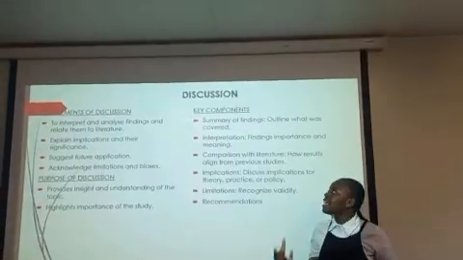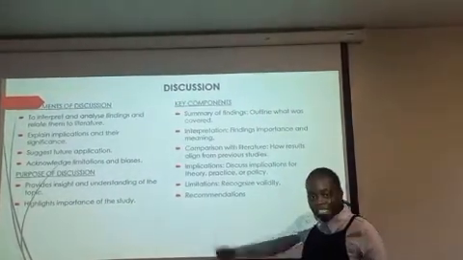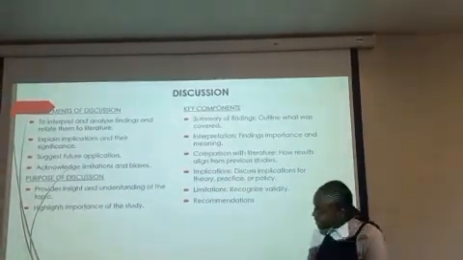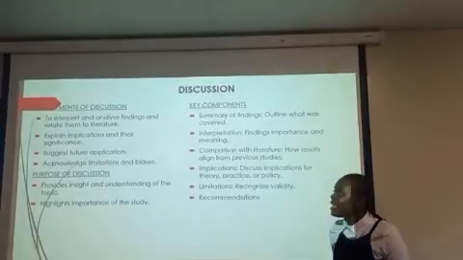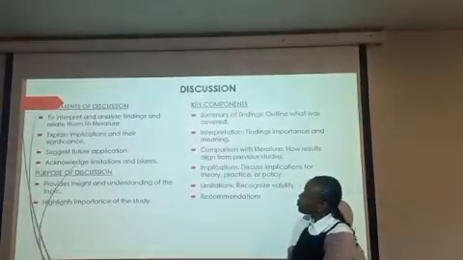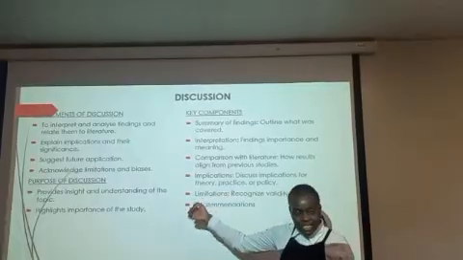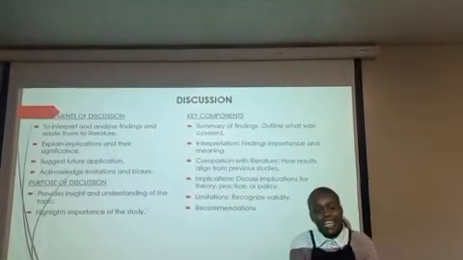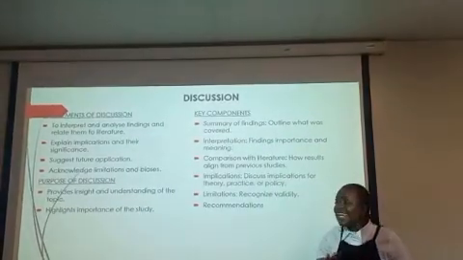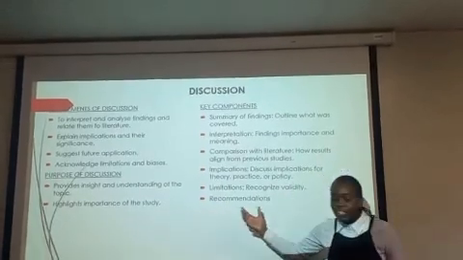Then another stage of research writing is the discussion. The key elements of discussion are to interpret and analyze findings and relate them to literature, to explain the implications of the findings, to suggest future applications, and to acknowledge limitations and biases, ensuring that there will be no errors. The purpose of the discussion is to provide insight and understanding of the topic. It highlights the importance of the study.